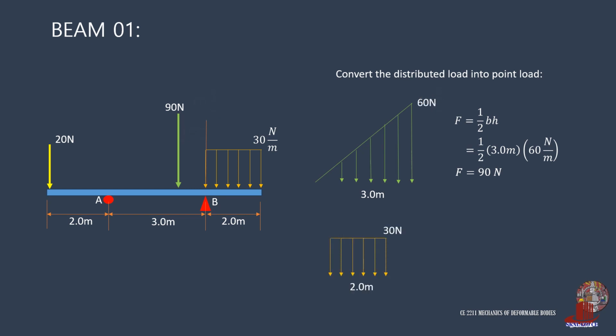The uniformly distributed load of 30 newtons per meter should also be converted to a point load. Again, the area of the load is taken as the magnitude of the point load. That is basically the base times the height, which equals the area of a rectangle. With a 2 meters base and 30 newtons per meter height, force P is computed as 60 newtons. Identify the center of gravity to locate the load, and it is at the center, which is also 1 meter from the right of support B.